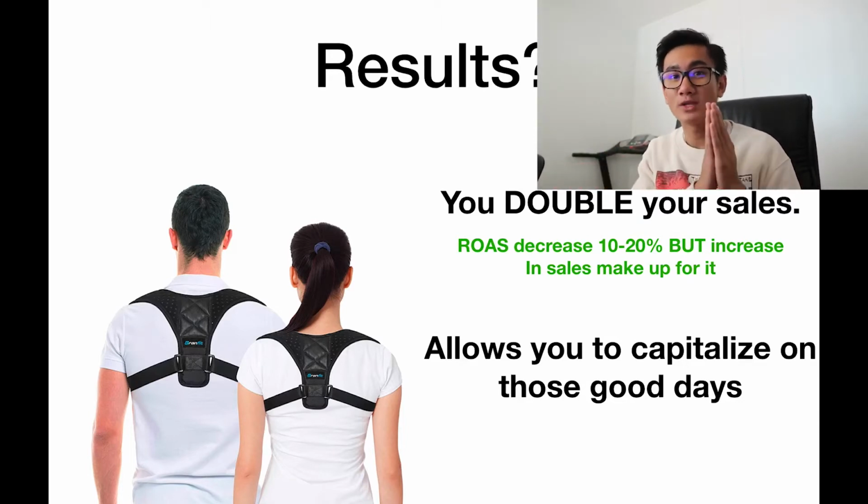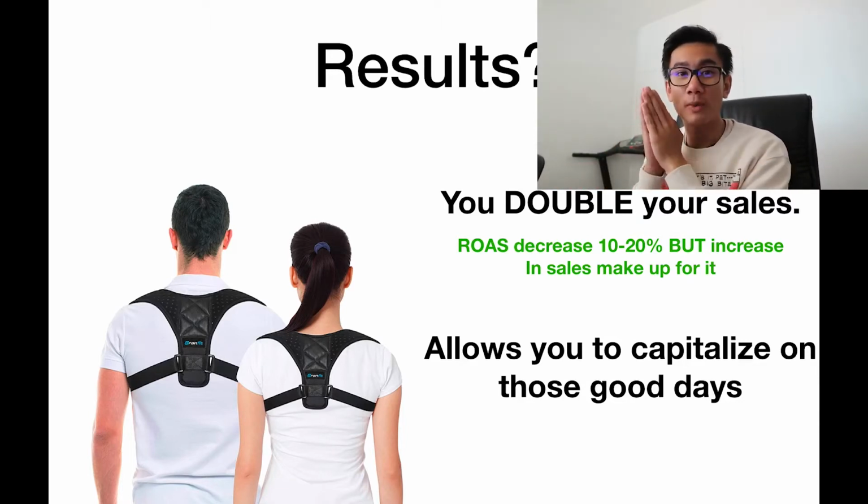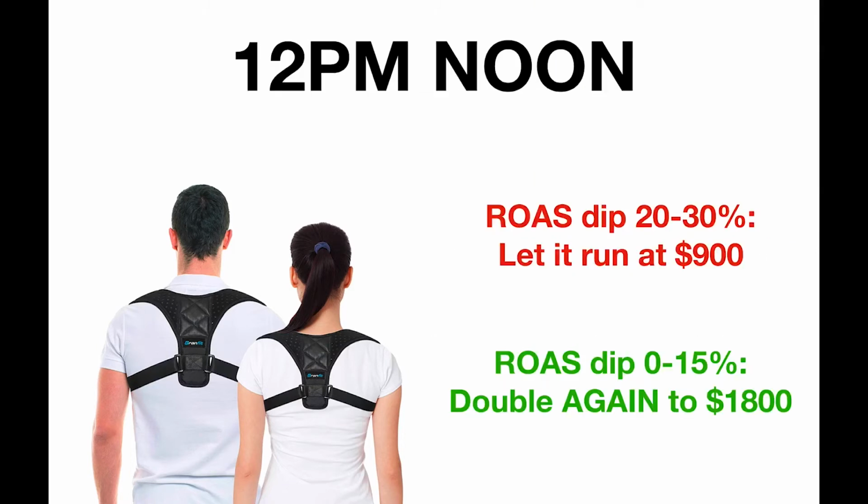So I talk about what happens when it hits 8 a.m. Now we're going to talk about midday. If the ROAS dips 20 to 30% plus, let it run just at 900 profitably. Now if it's unprofitable, you want to kill it right there, right then at 12 noon.